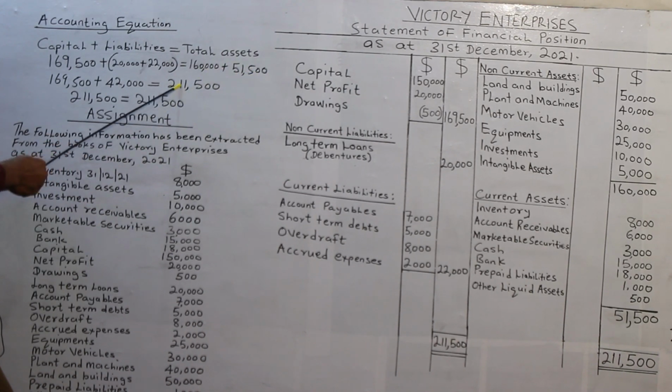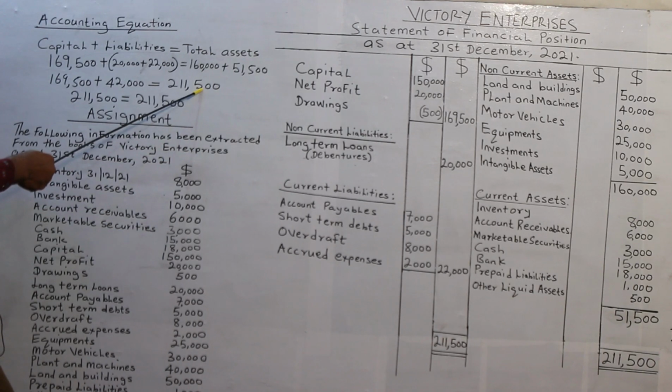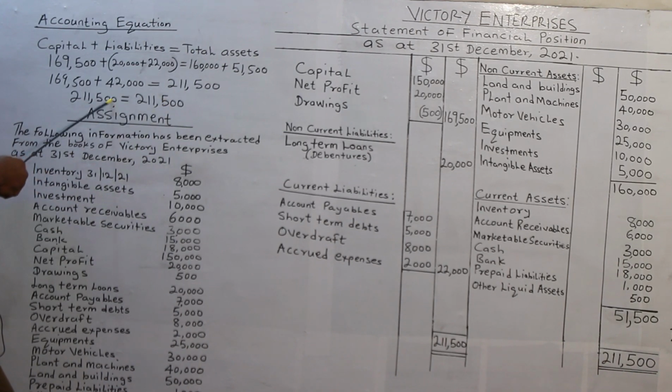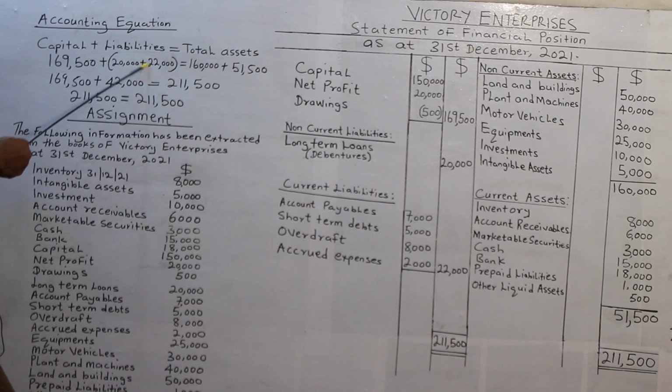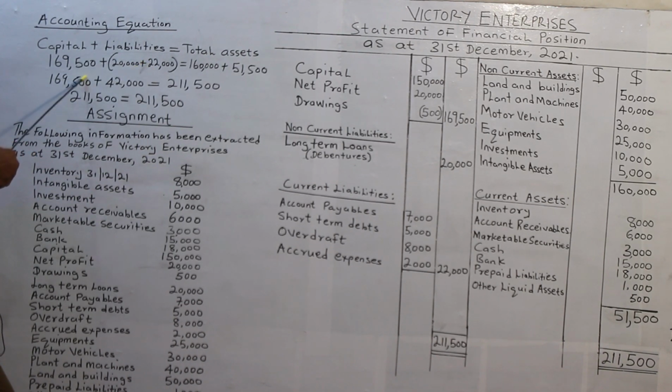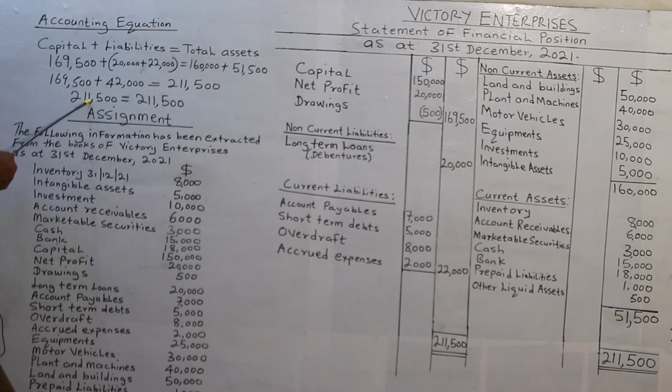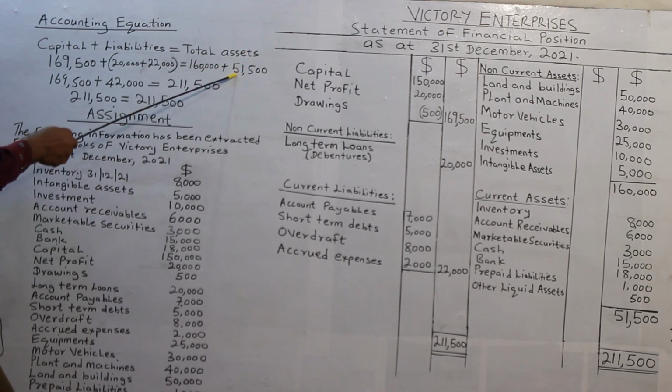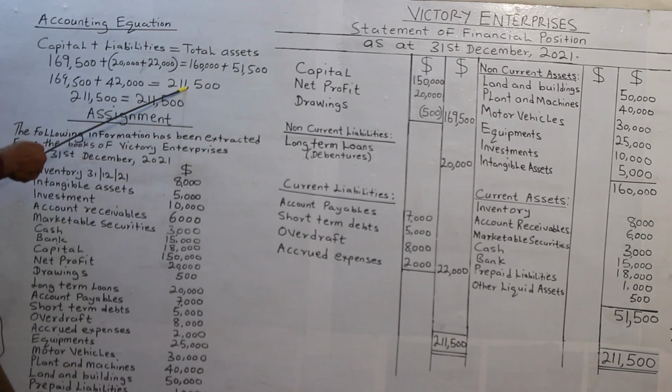If you add both of them, it gives you 211,500. And you can see 211,500, we brought it down here, is also equal to 211,500. So when you add up the capital plus total liabilities, which is made up of non-current liabilities and current liabilities, it gives us 211,500. And this must be equal to total assets, which is made up of non-current assets plus current assets, which is 211,500. You can see it here. 211,500 is equal to 211,500.